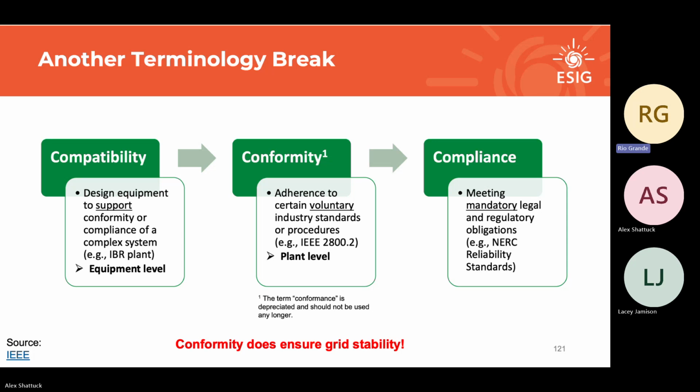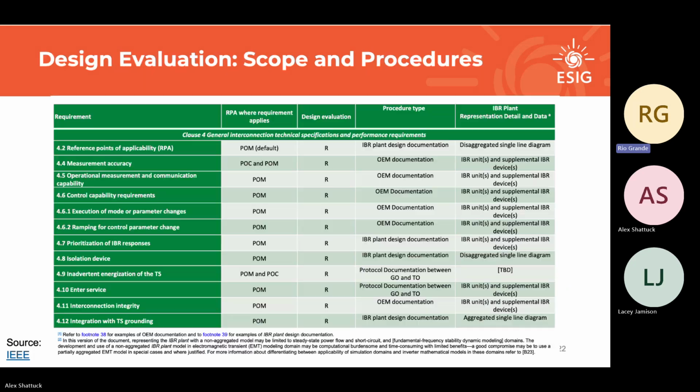So just a terminology break. And for those of you who really want to be in the know for IEEE words, we're not using the word conformance anymore. It's just deprecated. I don't know how you deprecate a term, but we did that with conformance. So we're just saying conformity. And again, in red on the bottom, it does not ensure grid stability. Conformity just says you're conforming with the voluntary stuff, it does not mean you're stable on the system. Very important.